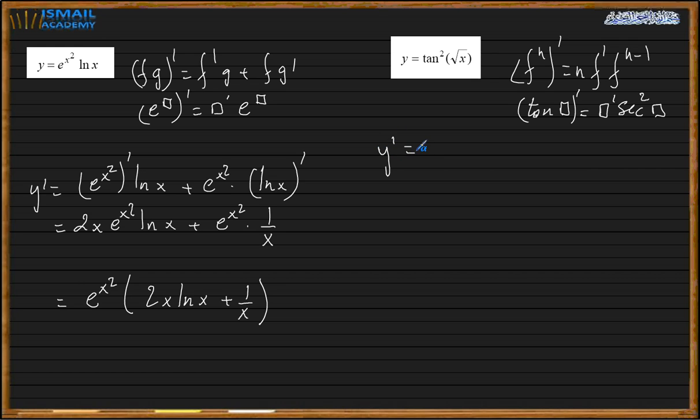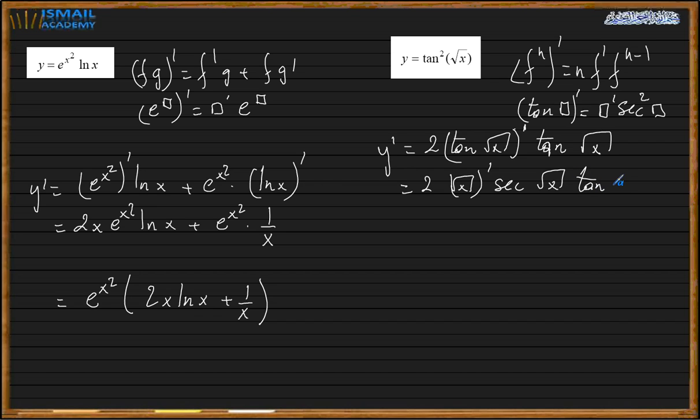So y prime will be, first I will apply the power rule, so it's going to be 2 tangent of square root of x, prime, times tangent of square root of x. 2 minus 1 is just 1. Now I do the derivative of tangent, which is 2 square root of x prime, secant square root of x tangent square root of x. This is secant square because this is the derivative of tangent.